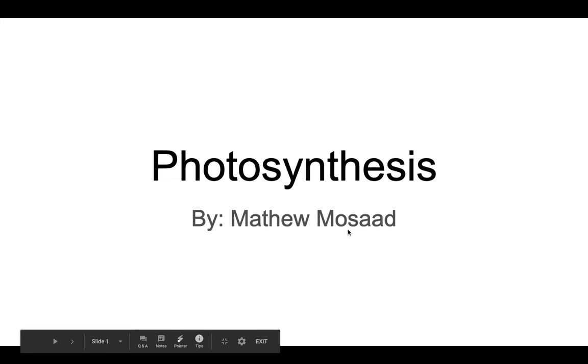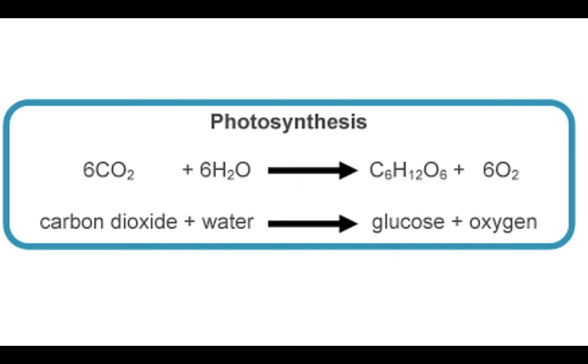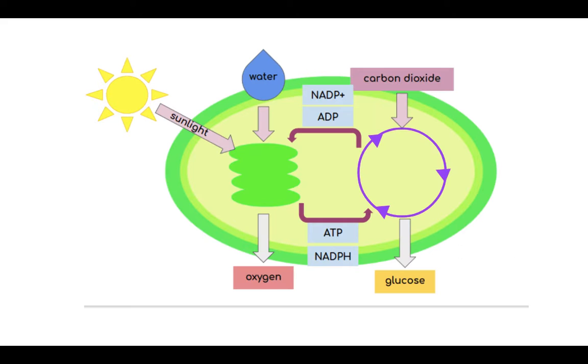Today I'll be talking about the process of photosynthesis. The general equation for photosynthesis is six carbon dioxide mixed with six waters to produce glucose and oxygen as a byproduct. There are two steps of photosynthesis.